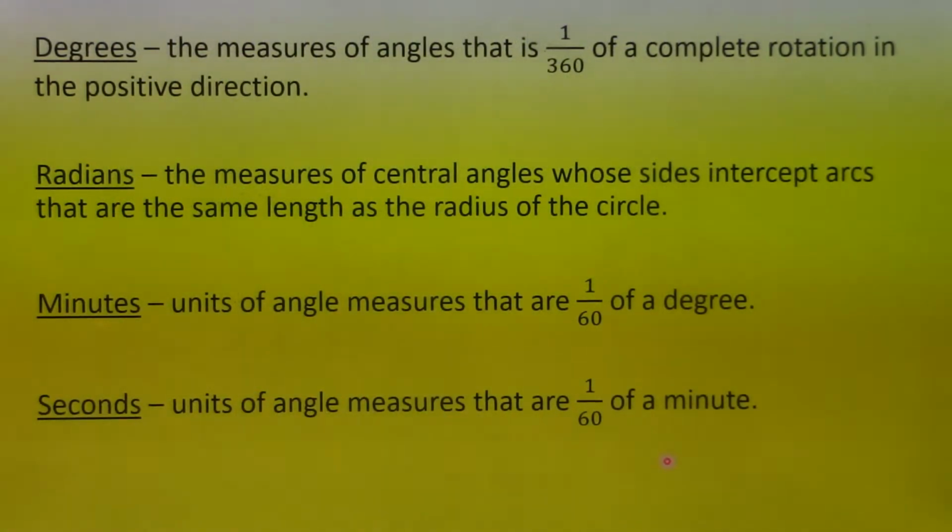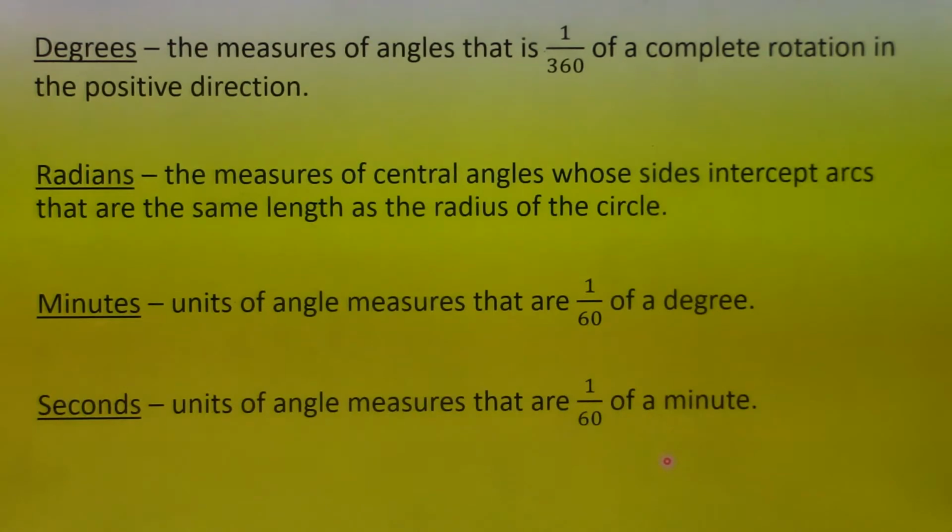Next, degrees. The measure of an angle that is 1/360th of a complete rotation in the positive direction. That's called degrees, the measure of an angle in terms of degrees. The reason it's 1/360th is because that's how many degrees there are in a circle, 360 degrees in a circle. So 1 degree would be 1/360th of that, in other words.